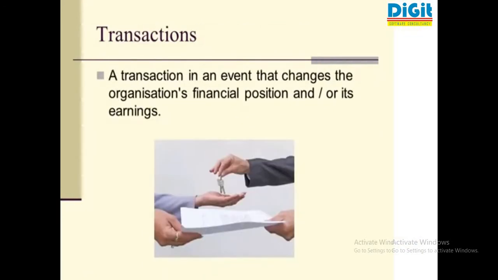And what is a transaction? A transaction is an event that changes the organization's financial position and or its earning. So a transaction is a financial event which will change the organizational financial position or its earning. Here also remember, it must be identifiable, that means we must be able to measure it in terms of money. The value must be defined. There must be a definite value, then only we will call it a transaction.